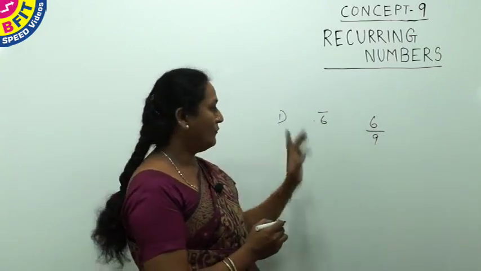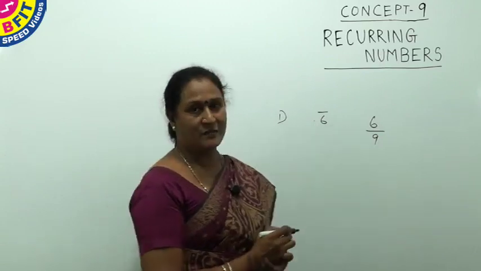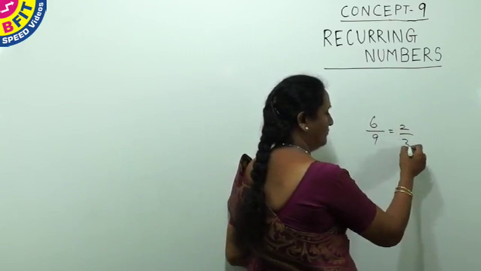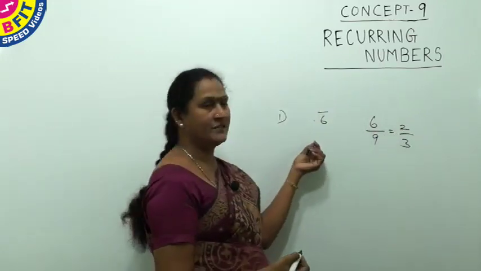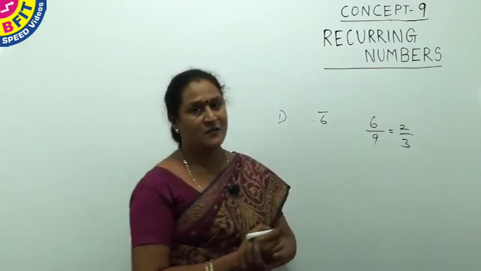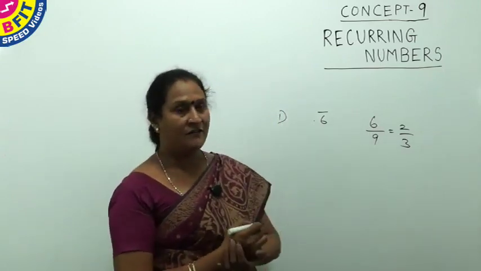Here we have only one 6. So the answer is 6 by 9, and simplifying this, it is 2 by 3. The value of 0.6 recurring is 2 by 3. And how did we get this 6 by 9? We'll see the working.